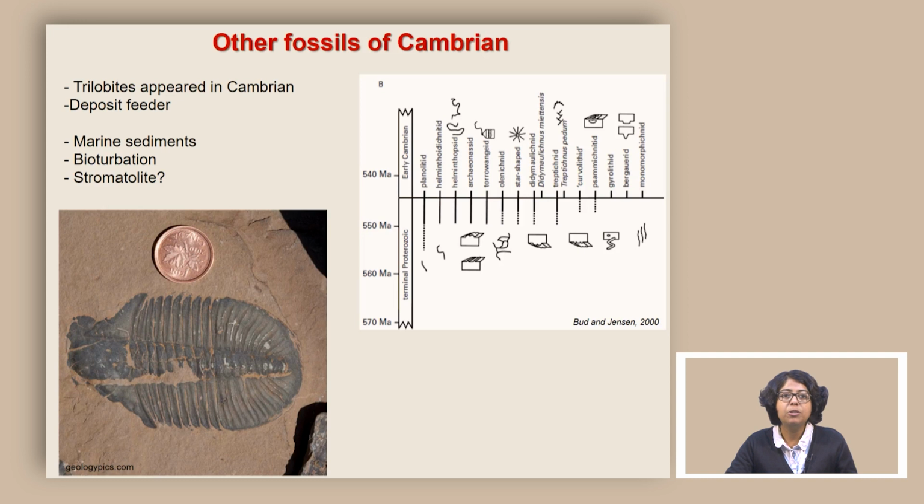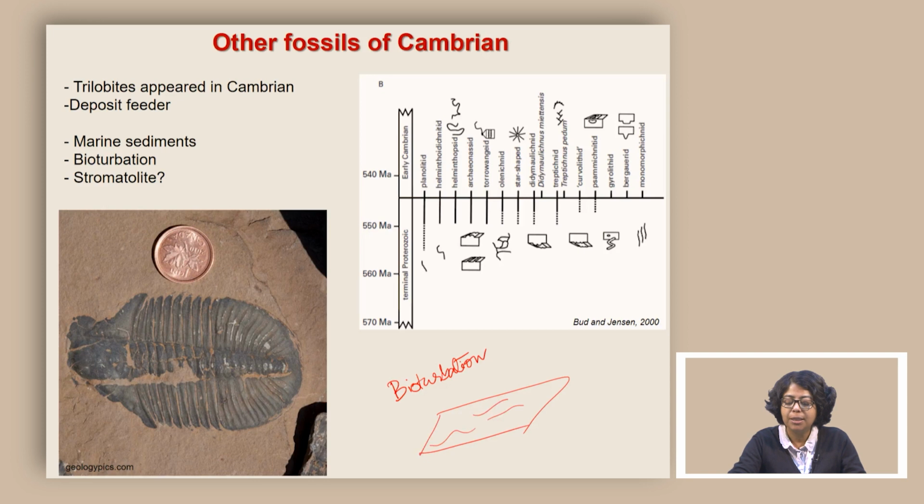And because they were deposit feeders, they were constantly churning the sediments, and that is what we called bioturbation. Because of this bioturbation, organisms which used to live on the sediment surface, especially things like microbial mat, no longer could exist because they were constantly being eaten by groups such as trilobites who are deposit feeders.